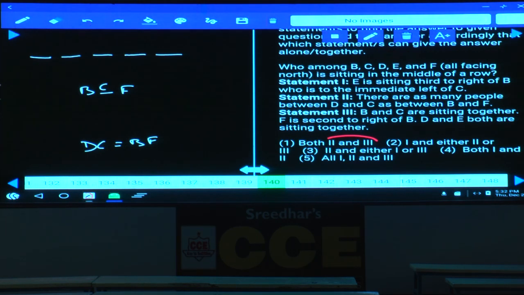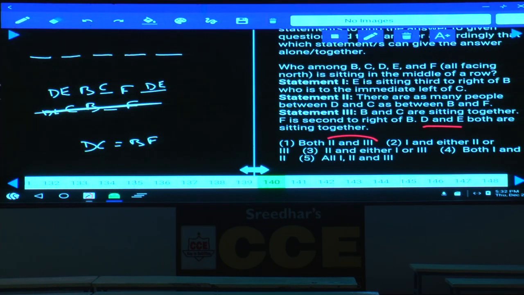B is here. Or what is the other possibility here? B and F, C can be here. B and C are adjacent to each other. Then at the same time, D and E are seated together. As D and E are seated together, D and E can be at this place or can be at this place. But here, D and E cannot be here. This case is completely ruled out.